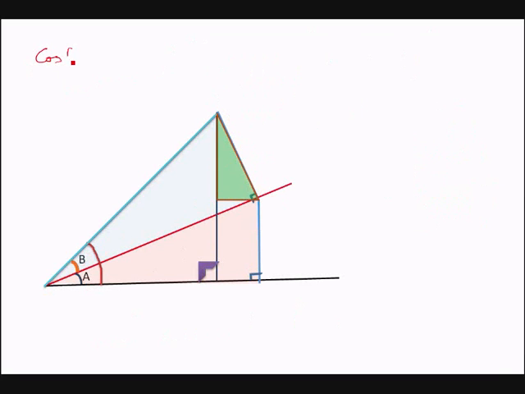Cos A plus B will be adjacent over hypotenuse. Cos A plus B will be adjacent side, which is PQ, over hypotenuse, which is PR. Therefore, cos A plus B will be PQ over PR.